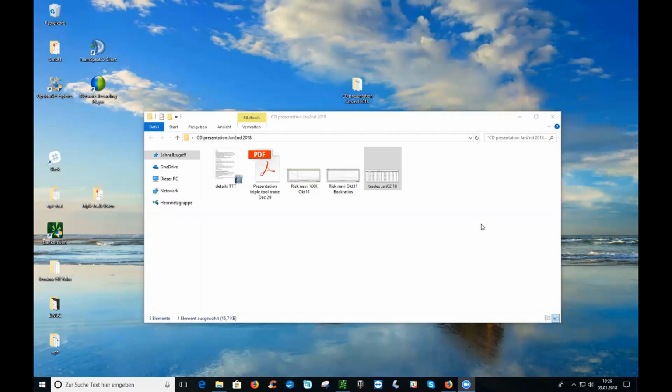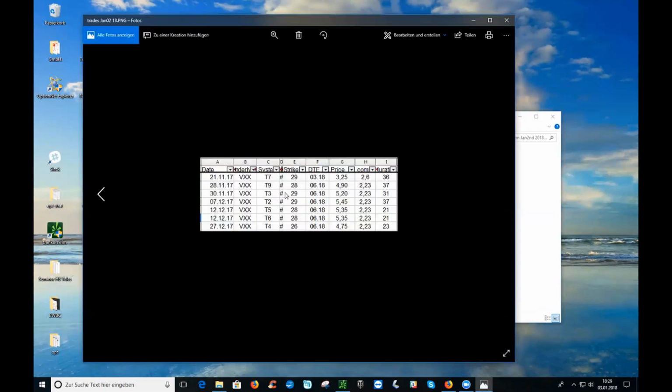Well, did you want to show us the trades? Because we didn't see them. We're seeing that other PDF document. This one? Yeah, that's the one we didn't see. Okay. These are the current trades entering on 21st of November, trading the VXX.